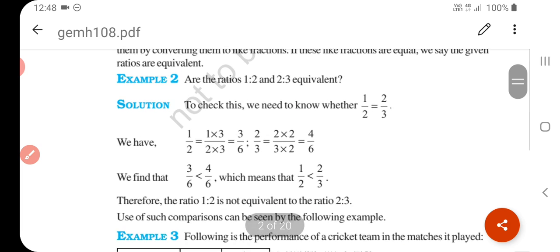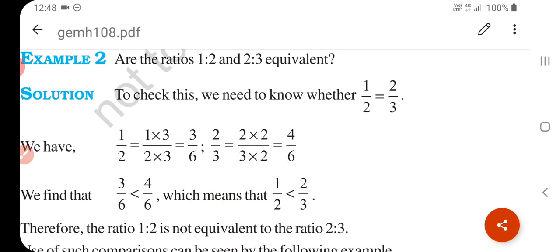Are the two ratios 1:2 and 2:3 equivalent? To check this, we need to know whether 1/2 and 2/3 are equal. So in the fraction chapter we learned how to check if two fractions are equal or not. Okay, so what method do we use? We make the denominators the same. Here 2 and 3 have different denominators, so first we take the LCM of them, मतलब LCM निकालेंगे हम डिनोमिनेटर का.